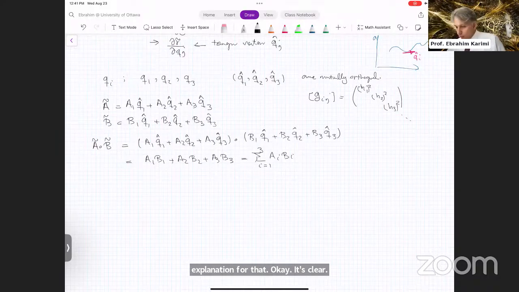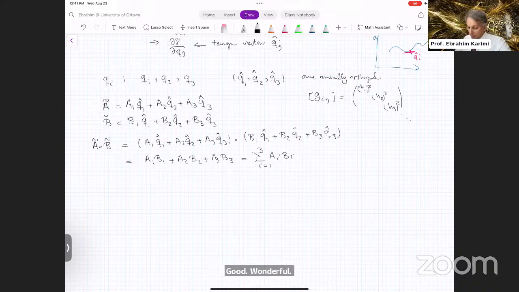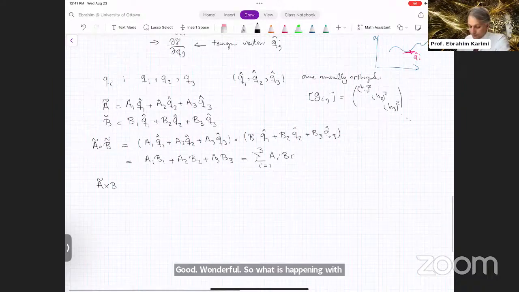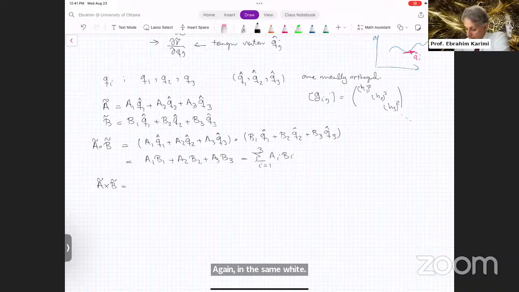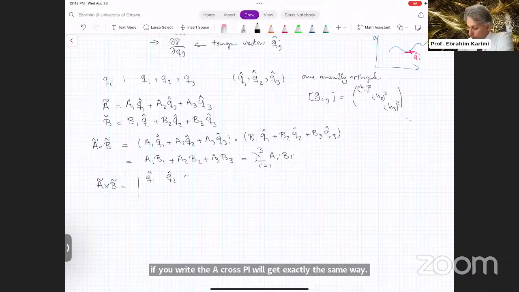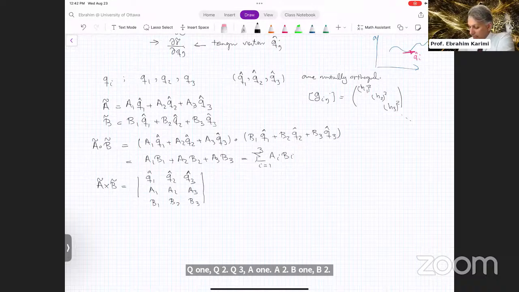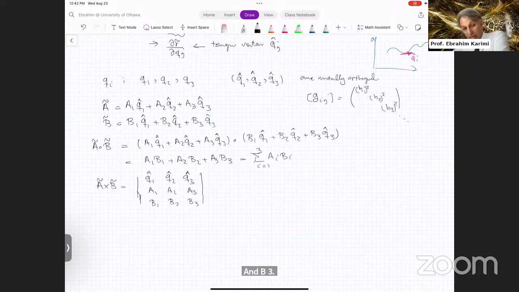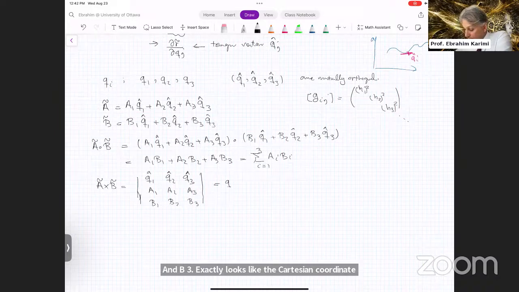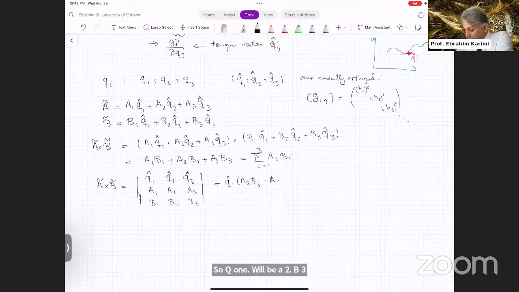Good. Wonderful. So what is happening with A cross B? Again, in the same way, they form the right angle. And if you write A cross B, I will get exactly the same way: Q1, Q2, Q3, A1, A2, A3, B1, B2, and B3. It looks exactly like the Cartesian coordinate that we expanded using the determinant.